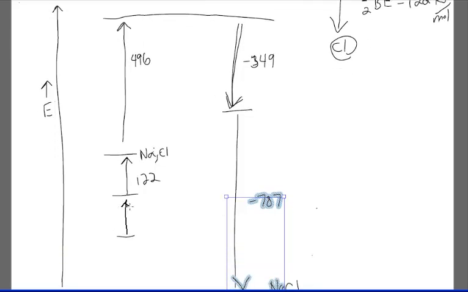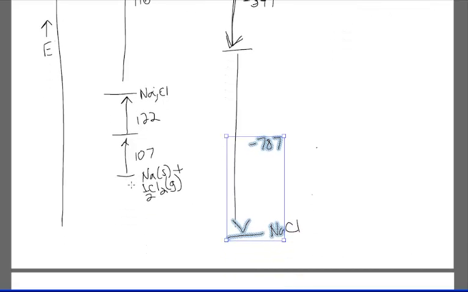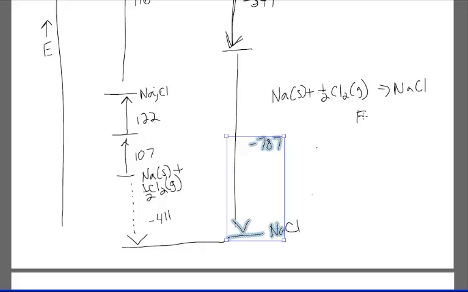So we'll have another level, and we'll have 107. So that's starting from sodium metal and chlorine gas, actually a half of a chlorine gas. Now our net, and I have gotten a little off scale here, going directly from the start to the finish would be negative 411. Then we can rewrite that as a chemical equation and say sodium solid plus 1/2 chlorine gas produces sodium chloride, and the energy of that process is negative 411 kilojoules per mole of substance.